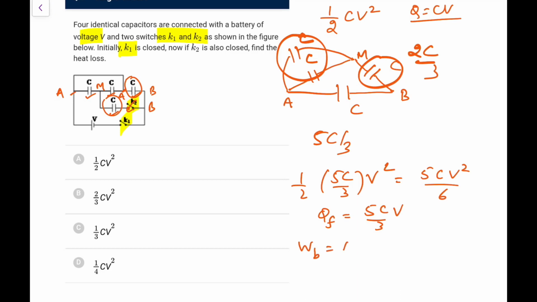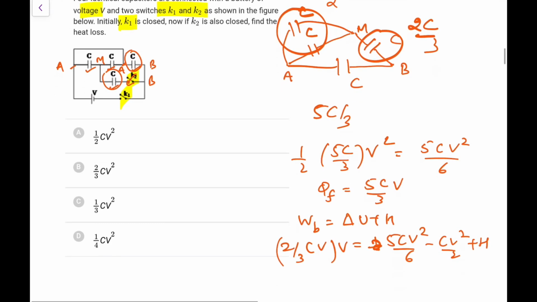So WB is equal to delta U plus H, you know. So that charge is 2 by 3 CV into V. Delta U would be 5 CV square by 6 minus CV square by 2, plus H. So if I do the calculation, H comes out as 2 by 3 CV square plus CV square by 2 minus 5 CV square by 6. Take LCM as 6.